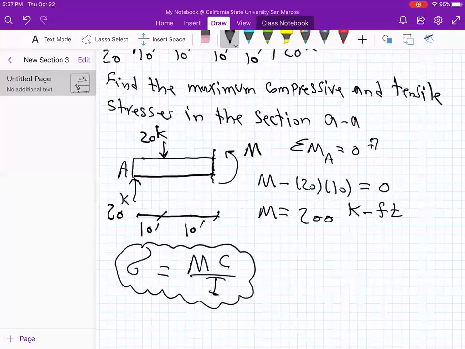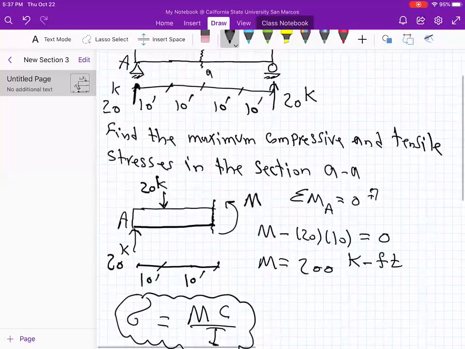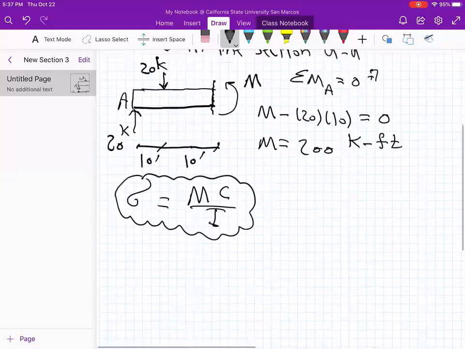Here is the other thing, M. When we apply the M, if you remember, we discussed that the top, based on this direction, is under compression, and the bottom under tension. This is another thing we need to talk about once we want to find the stresses. So the first step, we find the moment. The second step, let's find the moment of inertia. Moment of inertia depends on the section, which means we need the cross section of this problem. The cross section for this beam is given.